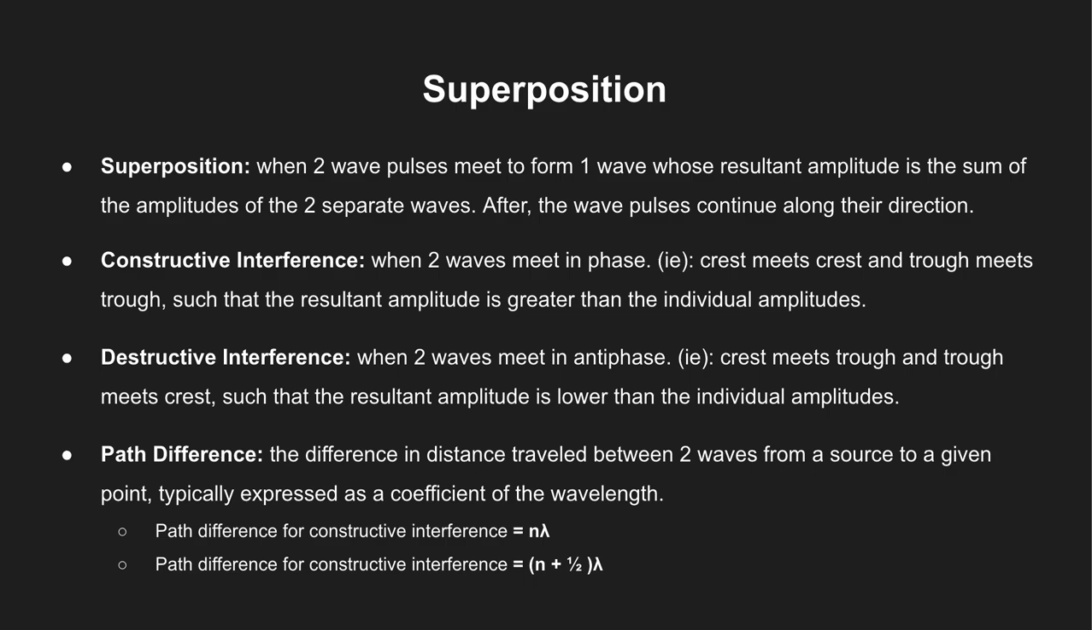And path difference is just a measure of the difference in distance traveled between the two waves from a source to a given point, typically expressed as a coefficient n of the wavelength lambda. For constructive interference, the path difference is generally equal to n lambda, where n is just an integer, and the path difference for destructive interference is (n + 1/2) multiplied by lambda. And here you can see the difference is the 1/2 lambda, which is what causes the destructive interference.